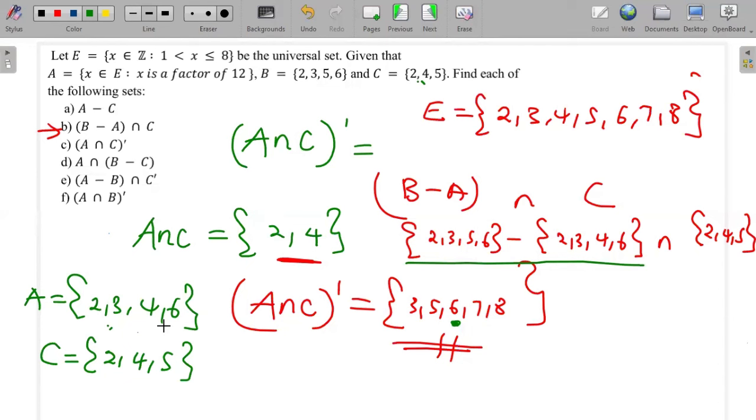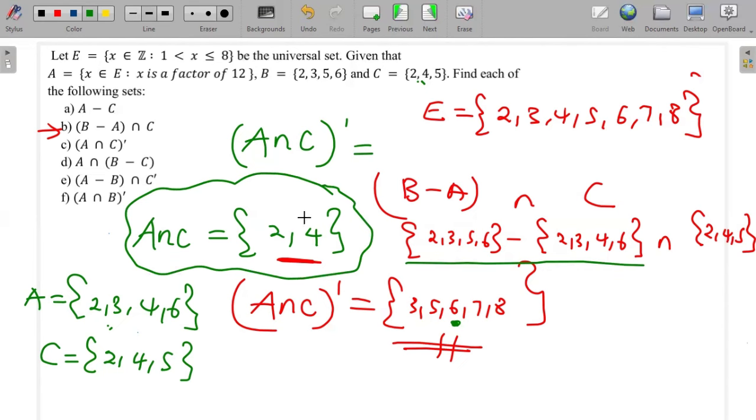It seems like 6 is in the complement, but it's part of A, isn't it? Yes, it's part of A, but we are not interested in elements that are in the individual sets. We're interested in elements that are in the intersection of A and C. That's why here we first found the A intersection C. You've seen this A intersection C.